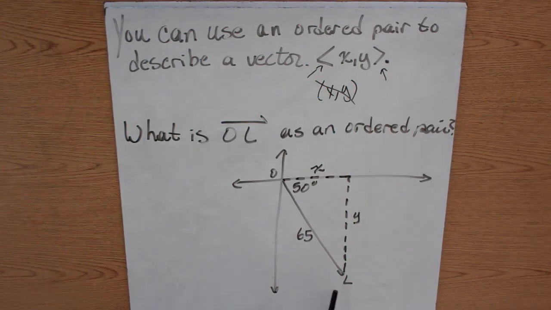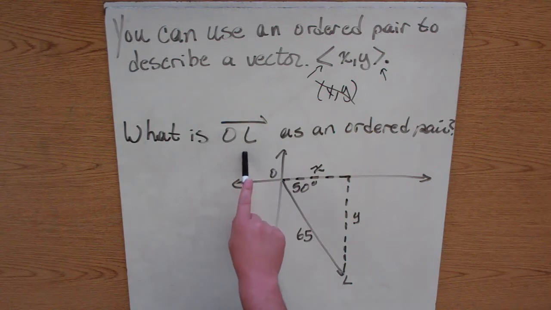Alright, so let's find the ordered pair for OL. All it is the coordinates of L. Okay? That's all it simply is. Because the ordered pair is simply the magnitude and direction of the vector from the origin. Okay? So, all we got to do is we got to find the coordinate points of L. So, what is vector OL as a coordinate pair?